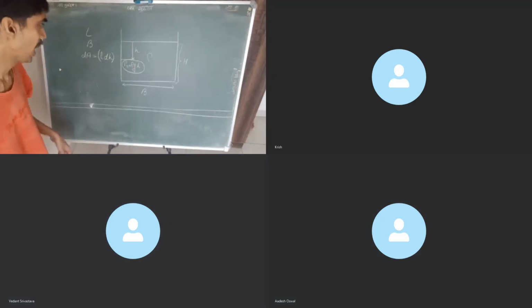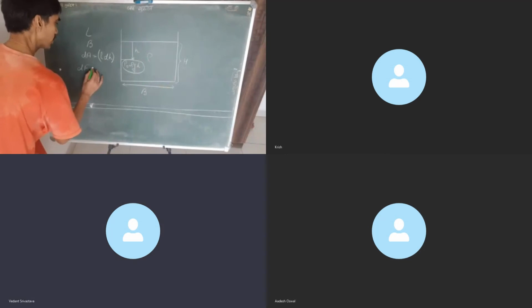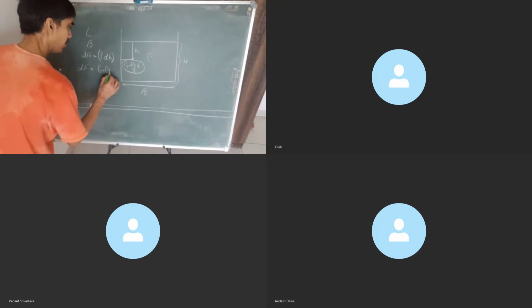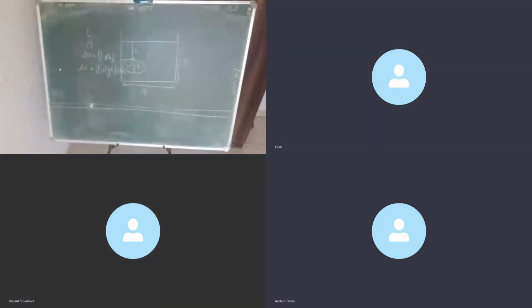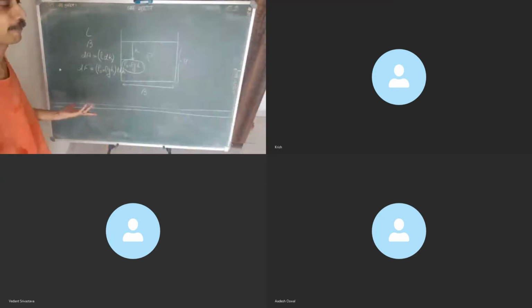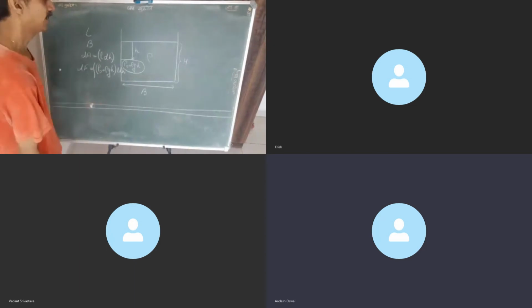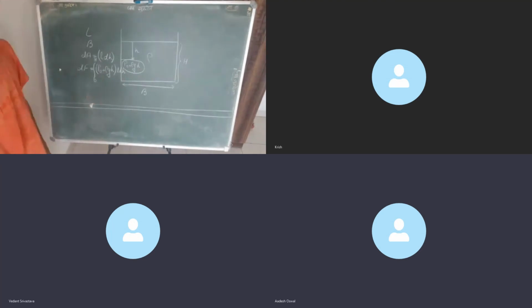Okay. And on that strip, what force will act? A small amount of force. What will that be? It will be P naught plus rho g h, into the area L into dh. Agreed? Okay, so this is the force, and we know what we are to do in order to get net force, right? Integrate. Integrate from where to where? Small h will vary from 0 to capital H.